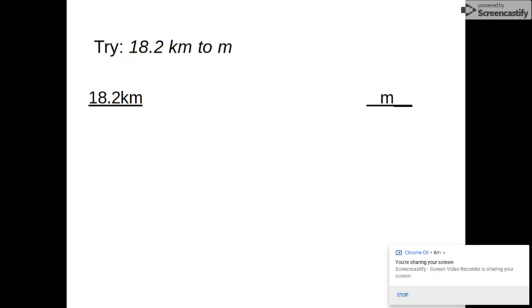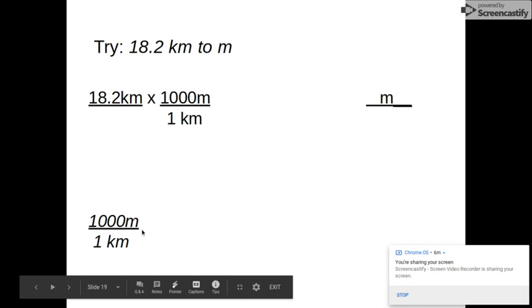Okay. Step 1 complete. So now we need to use the planks, right? We've got to build this bridge. So do we have a conversion factor that gets us directly from kilometers to meters? The answer should be, hopefully, yes. And that conversion factor is 1,000 meters for every 1 kilometer.